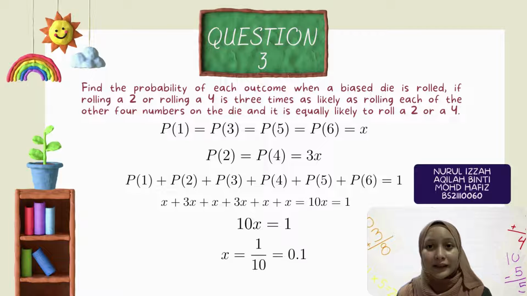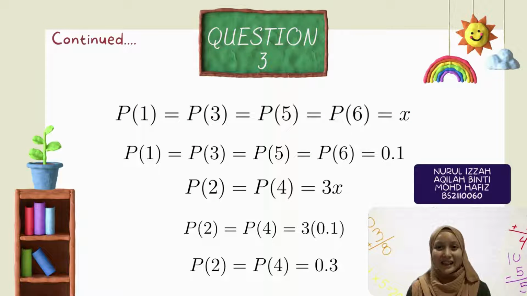Next, we assume that 10x is equal to 1. Then, we solve it and get the answer for x, which is 0.1. After that, we can substitute it into the probability equation as shown, which is equal to 0.1.